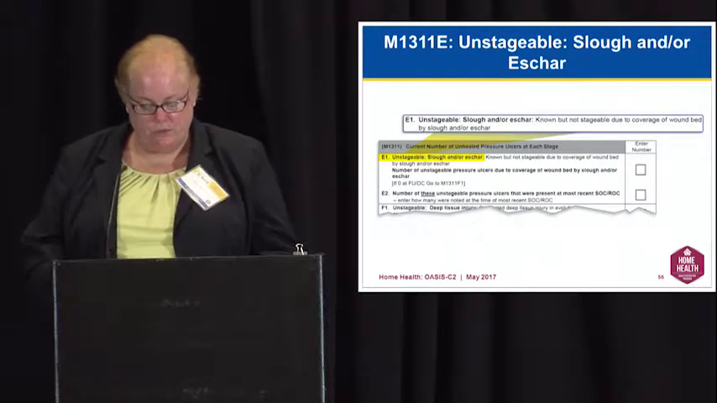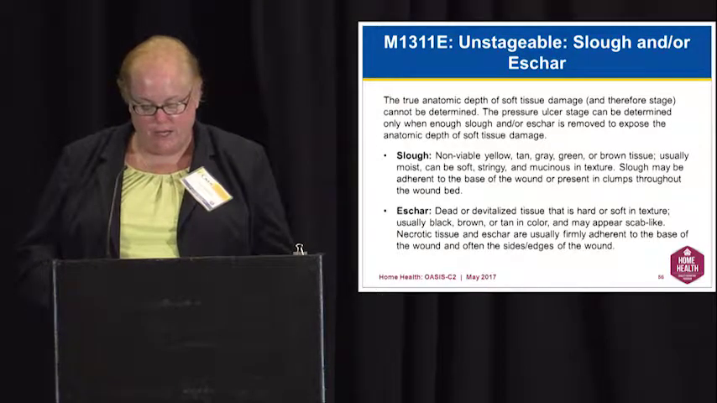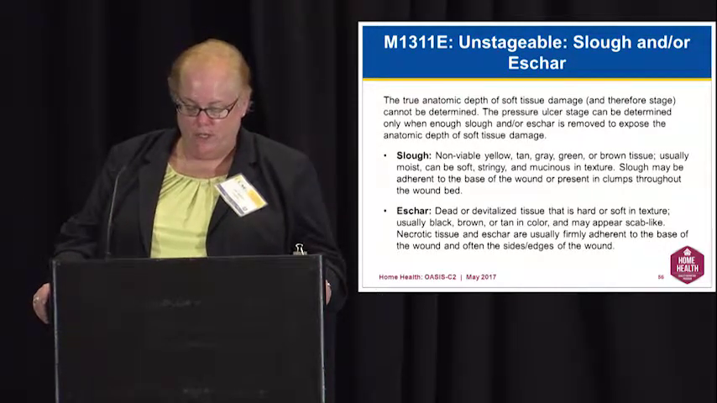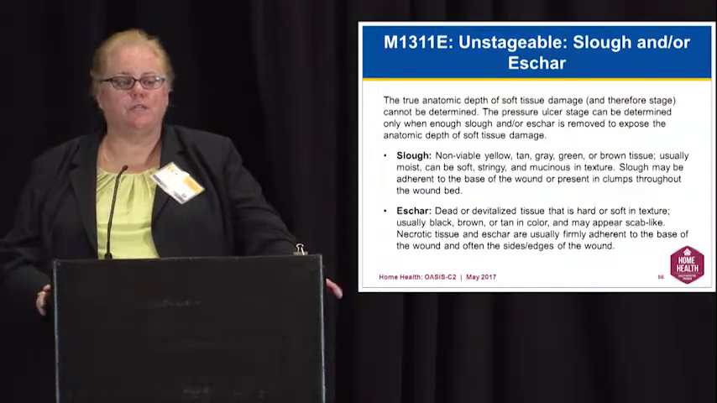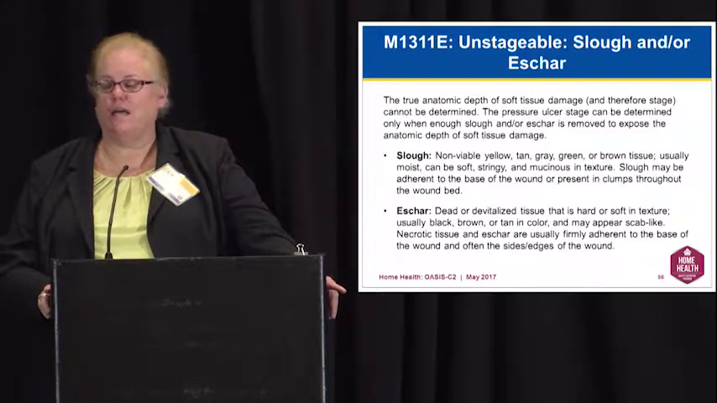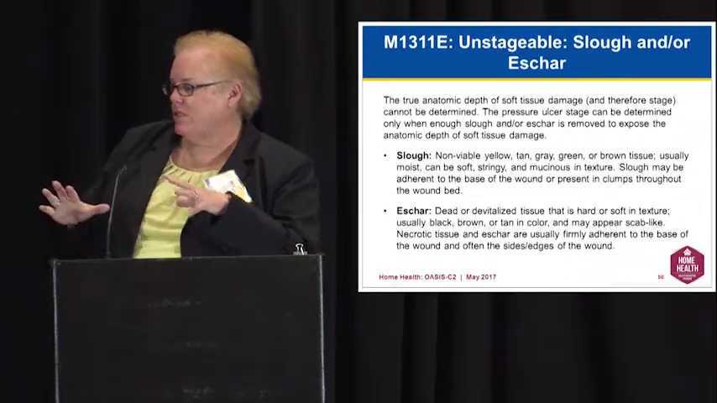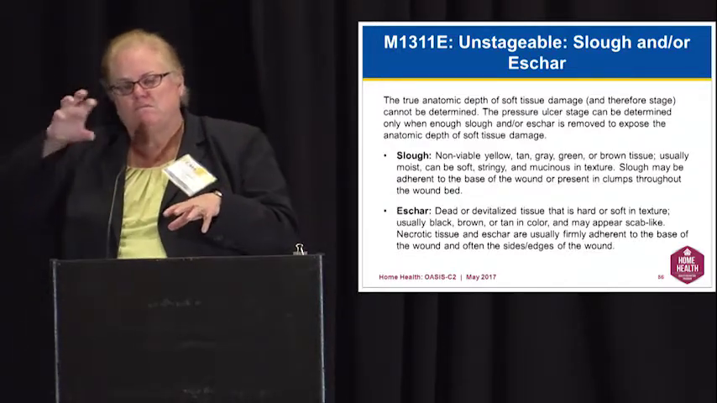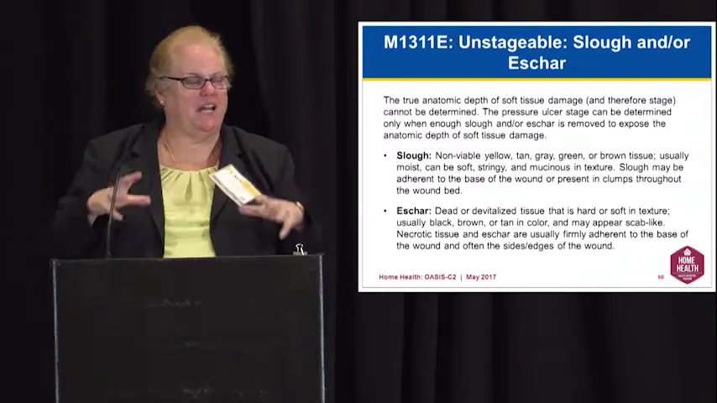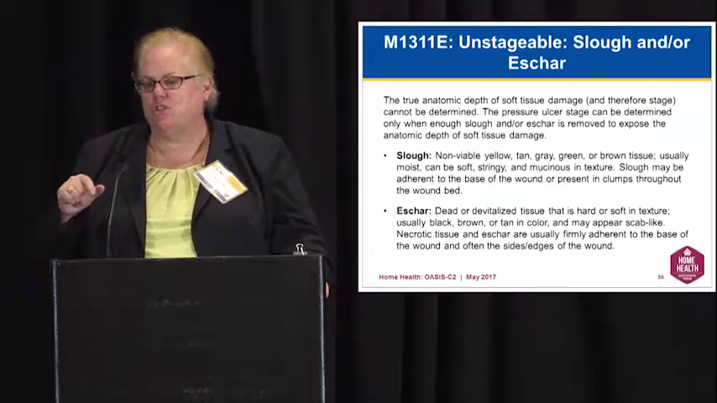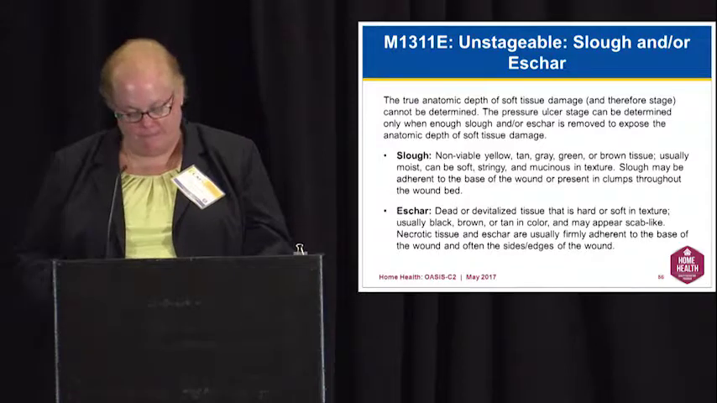And then unstageable due to slough or eschar. What we're looking at here is that the true anatomical depth of the tissue cannot be determined because of the slough or the eschar. The one time that you can do this, as I mentioned on the last slide, is if it's a stage 4. So you could have almost the whole wound covered with slough, some eschar along the side. That eschar is almost like a scab, and that slough is that tan, sticky kind of stuff that doesn't clean away. But if you can see bone or tendon, it's already stage 4. You don't need to see the rest of that wound.